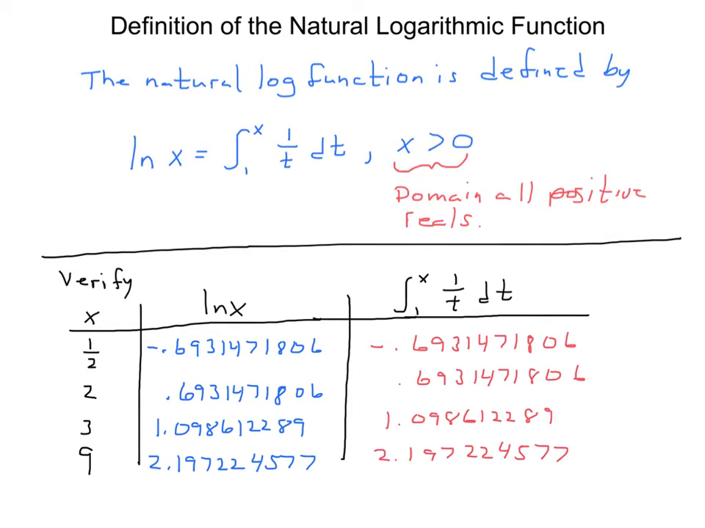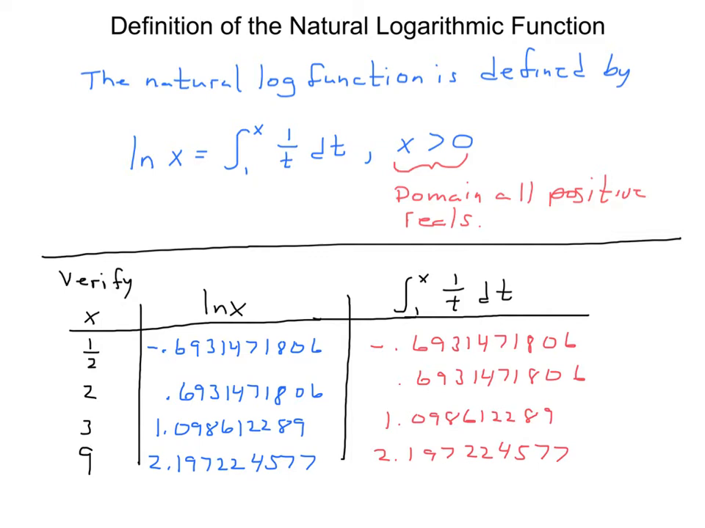Welcome back. You can see that I've done these calculations as well. In blue, we have the values of the natural log of each one of these, and in red we have the values of that definite integral. You'll notice that they do match up. The natural log of 1/2 is the same thing as the integral from 1 to 1/2 of 1 over t dt. And the natural log of 9 is the same as the integral from 1 to 9 of 1 over t dt.